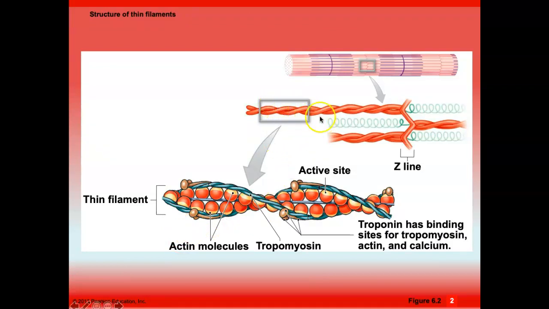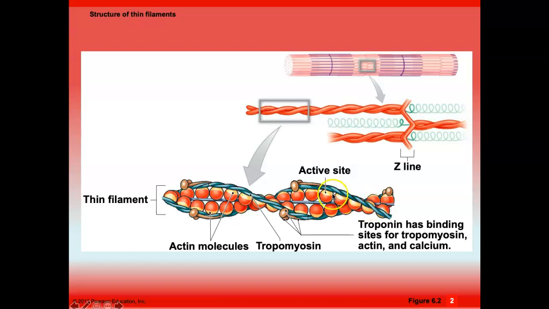So here's our thin filament actin. And you can see that the Z-line is composed of actin, and these thin filaments extend from the Z-line into the middle of the sarcomere. So here is our actin.